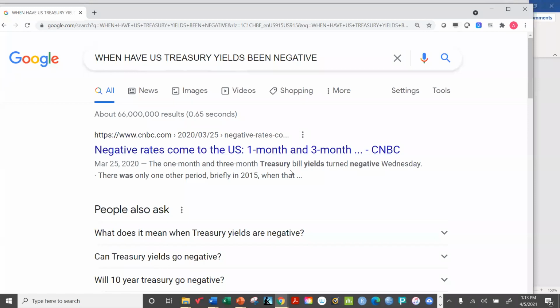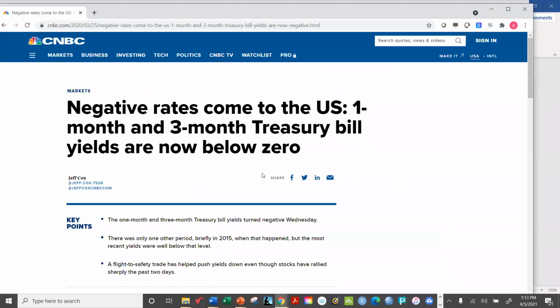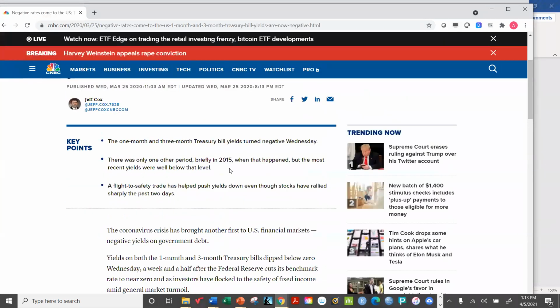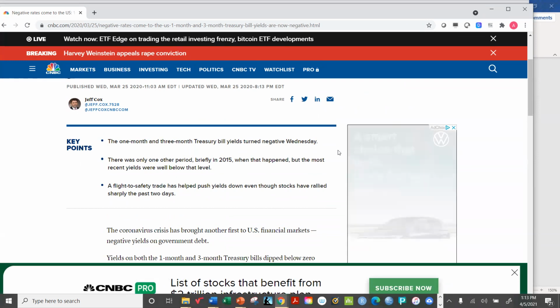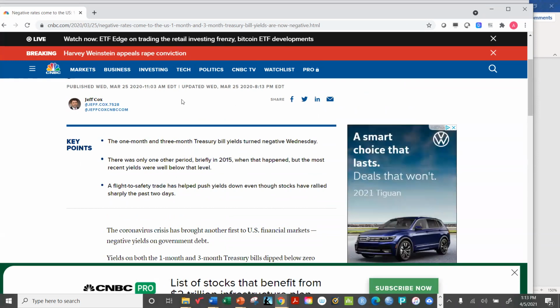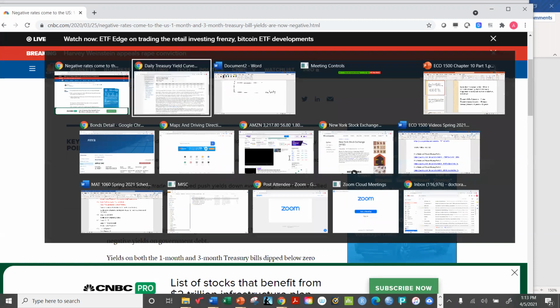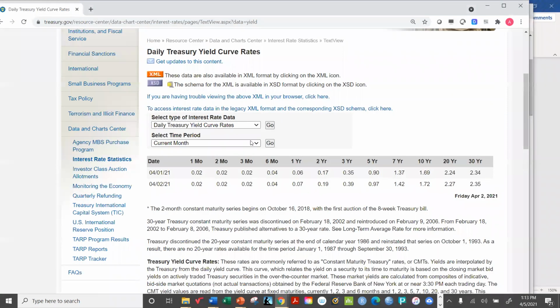The 1 and 3 month treasury bill yields turned negative on Wednesday. There was only one other period, briefly in 2015, when that happened. Wow. So it can happen. That was March of 2020. Ooh, maybe we should go take a look.